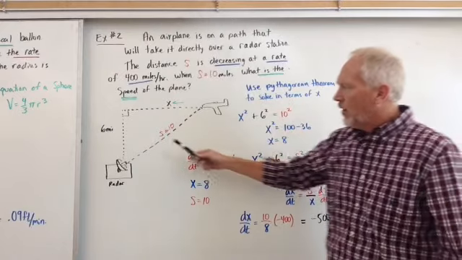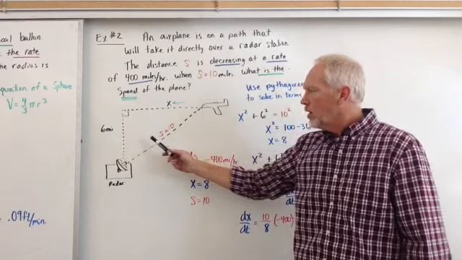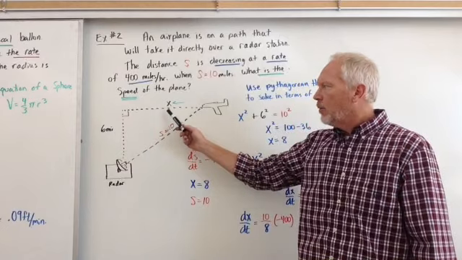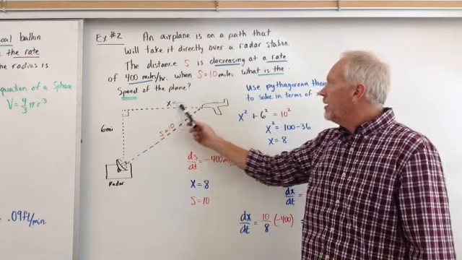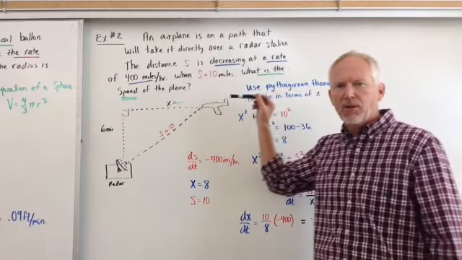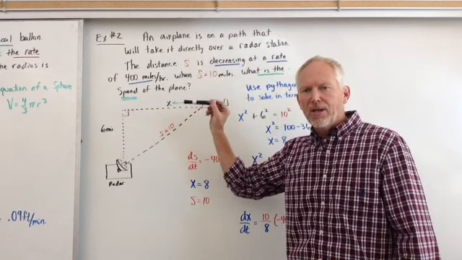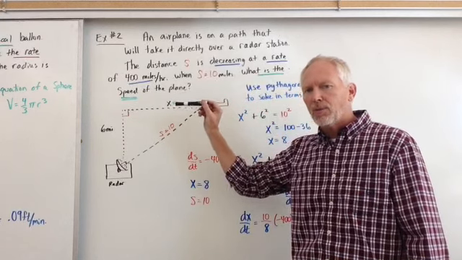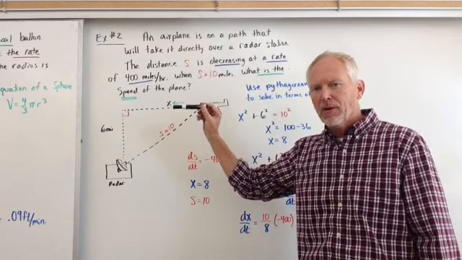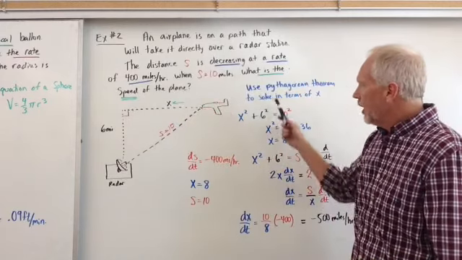And so we have a relationship. We have a right triangle. We have 6 miles. We have s is 10. But we don't know x, right? It says, what is the speed of the plane? Well, the speed of the plane is going to be determined by that x value, right? So we're going to need to take the derivative of something with respect to x of time, because speed is direction and time.